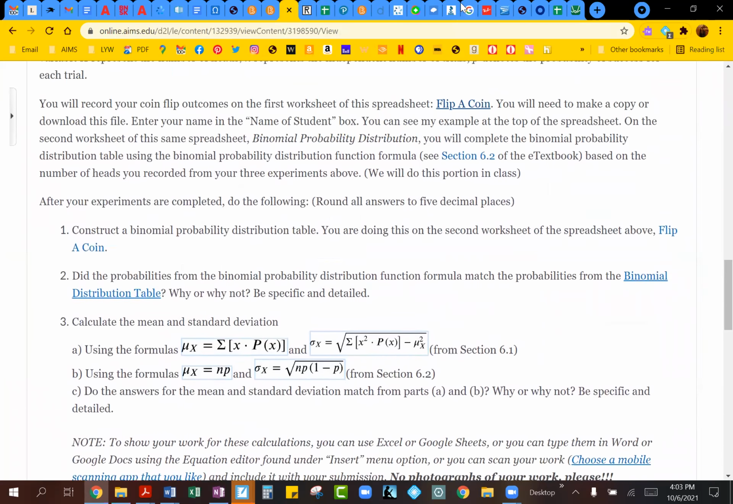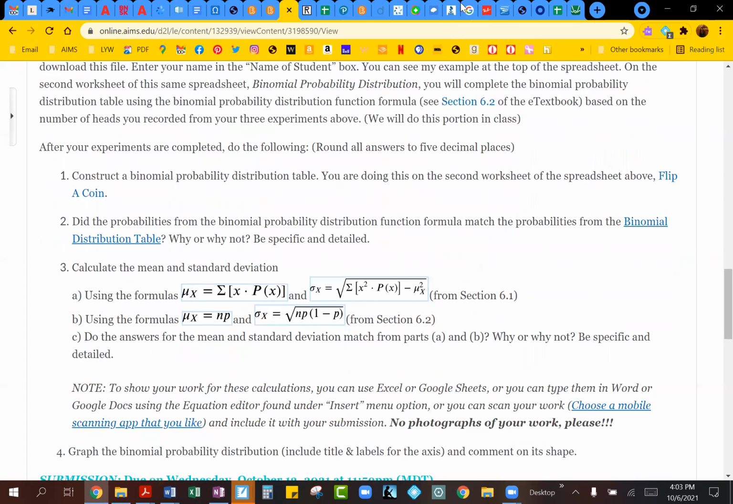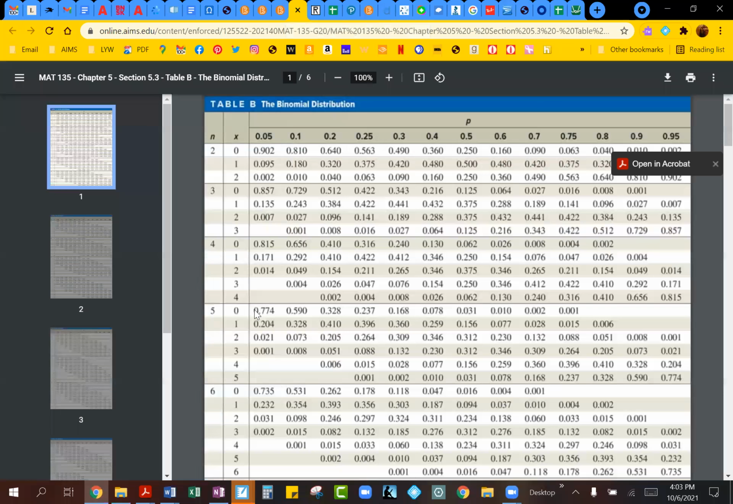So that is what you are doing for that first part of this assignment, is actually doing the coin flips, recording how many heads you got, and then using the formula to come up with your probability distribution table. And then you will actually be comparing it using this table. So those same probabilities that you are calculating with the formula, you will then compare with the table to see if you were right on track or not.